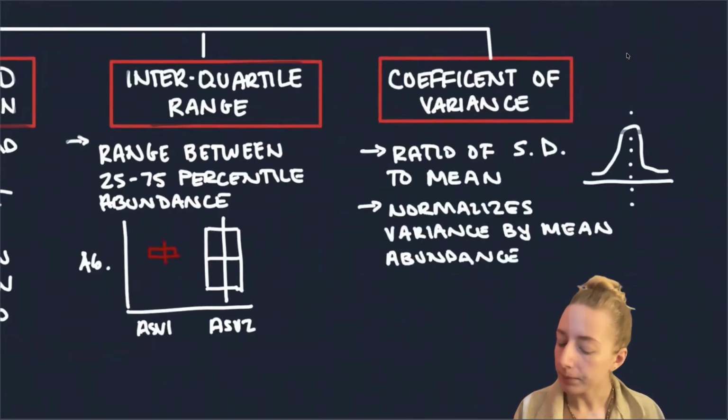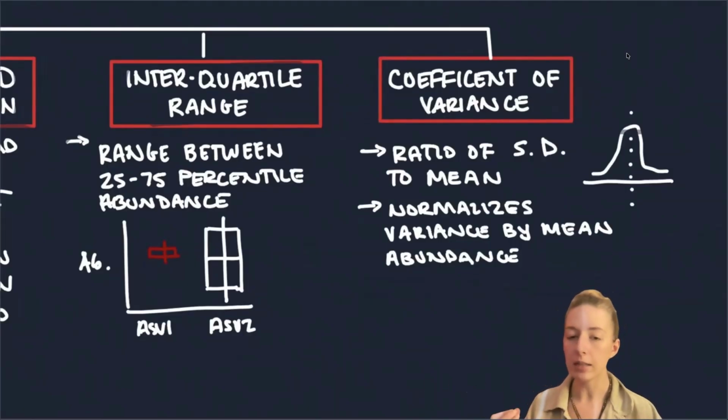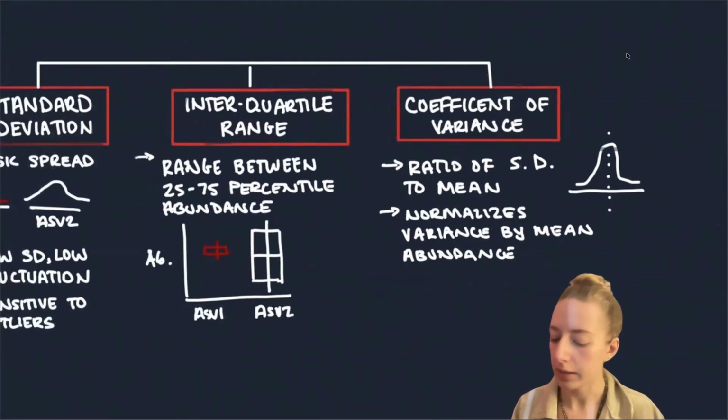And then a coefficient of variance is another metric, where the ratio of the standard deviation to the mean will normalize the variance.